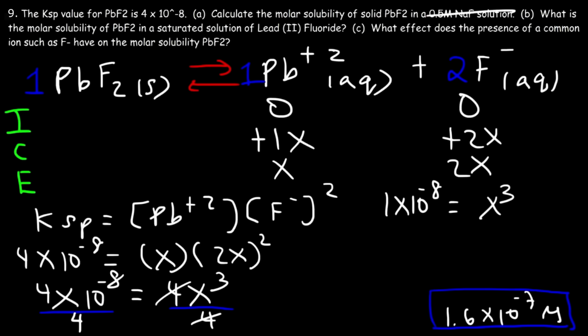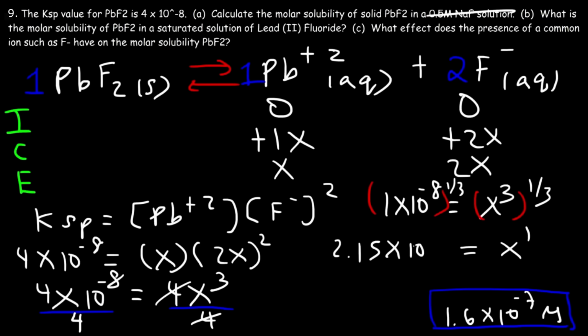Now what we need to do is take the cube root of both sides, or simply raise both sides to the 1/3 power. 3 times 1/3 is 1. The cube root of 1 times 10 to negative 8, that's 2.15 times 10 to the minus 3. So this is the molar solubility in a solution of lead fluoride.